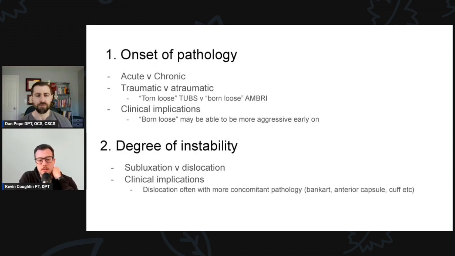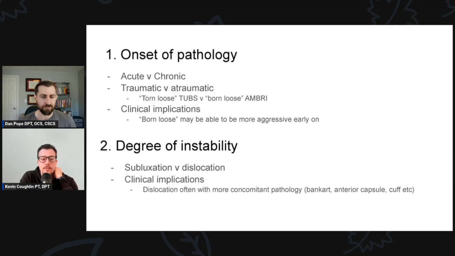So the first one they talk about is the onset of pathology. We talked about this in previous episodes, but trying to figure out, is this acute or chronic shoulder instability? Is this someone who is born loose or someone who was torn loose? So was there trauma, or is this perhaps a genetic instability type thing? That's going to matter because if this is someone who had a dislocation, we know they're at a much higher risk of recurrence.